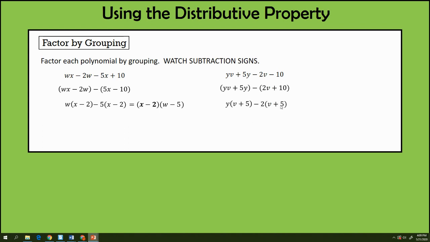Now, as a result of that, I get binomials that are the same. These two terms now each have a binomial that's exactly the same. This v plus 5, I'm now going to factor that out. Once I pull it out, I'm left with y minus 2, and that gives me my two binomials that factor this answer into. Okay, just let you look at that a little bit. If you were to FOIL this, first, outside, inside, last, you would get this answer back. Okay, but you've got to watch those signs.